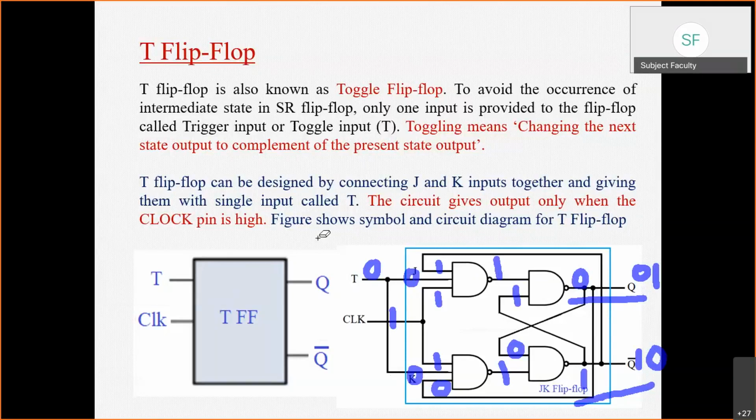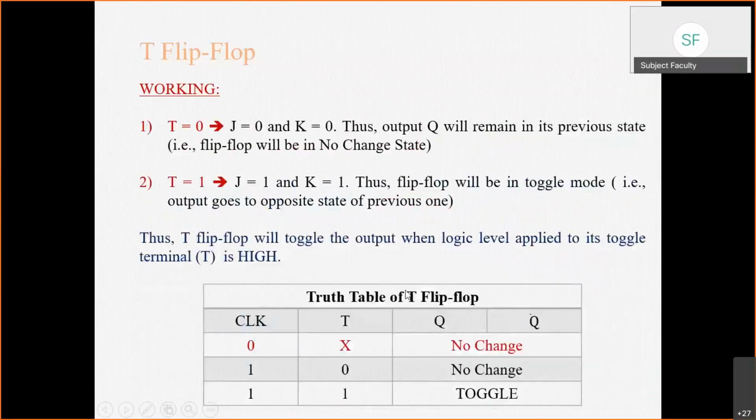Okay. So that means when t equals 0, you can observe, when t equals 0, j equals 0 and k equals 0. Thus the output Q will remain in its previous state. That means there will be no change. So same thing I have written here. When clock is 1 and t is 0, there will be no change.